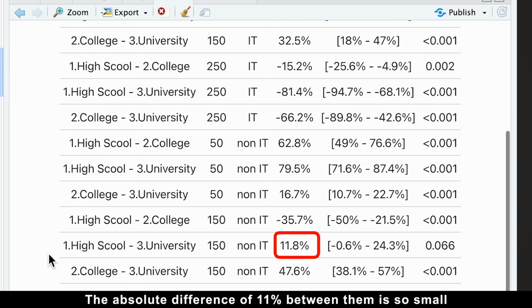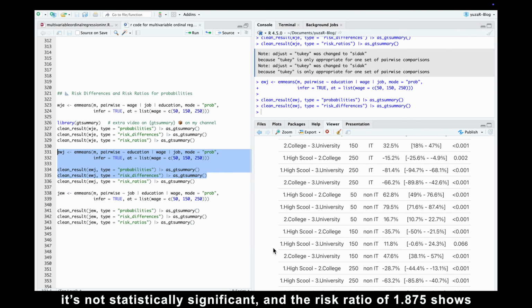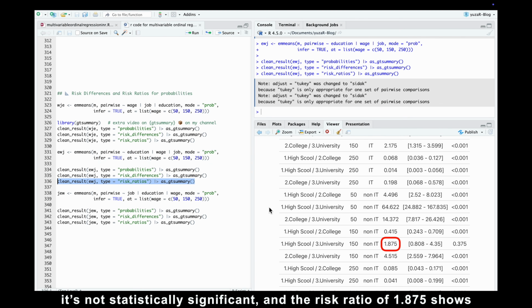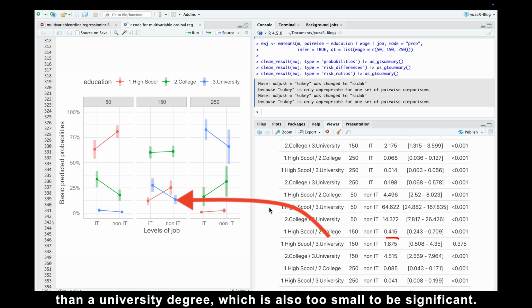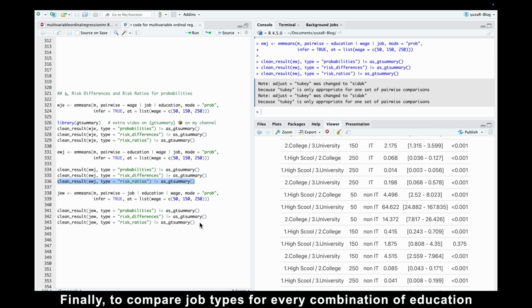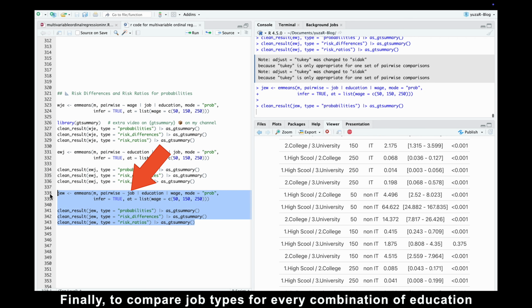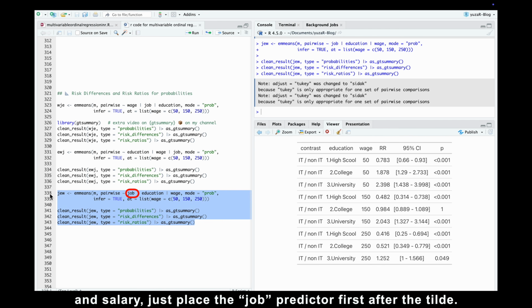The absolute difference of 11% between them is so small it's not statistically significant, and the risk ratio of 1.8 shows having a high school degree is only 1.8 times more likely than a university degree, which is also too small to be significant. Finally, to compare job types for every combination of education and salary, just place the job predictor first after the tilde.